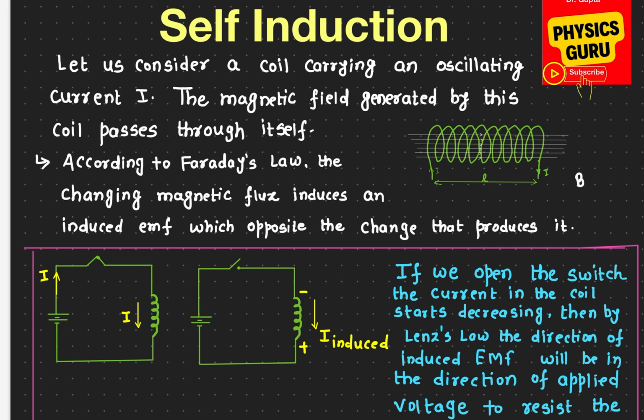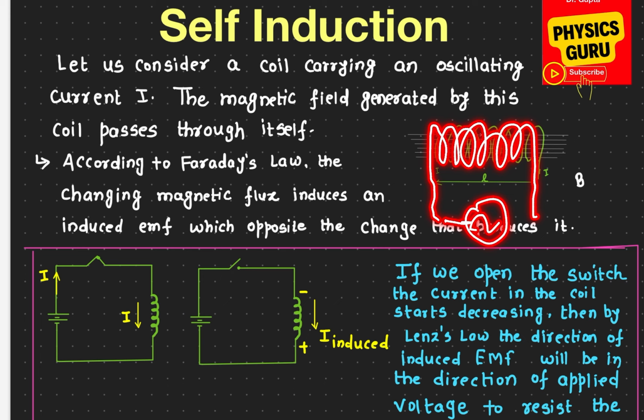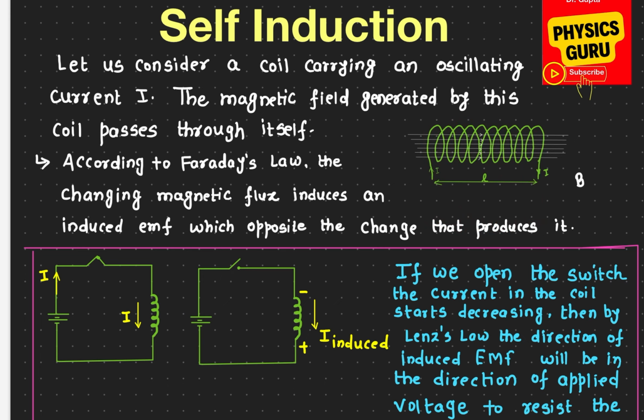So let us consider we have a coil in which we have passing an oscillating current. That means it is connected to a source which produces an oscillating voltage. The oscillating voltage produces an oscillating current. As the current is passing through this coil, there is a magnetic field, and this magnetic field itself is changing or oscillating. And because the magnetic flux is passing through this coil, there will be an induced EMF, and that is by Faraday's law.